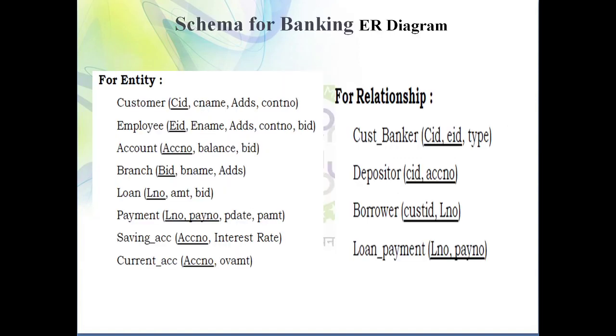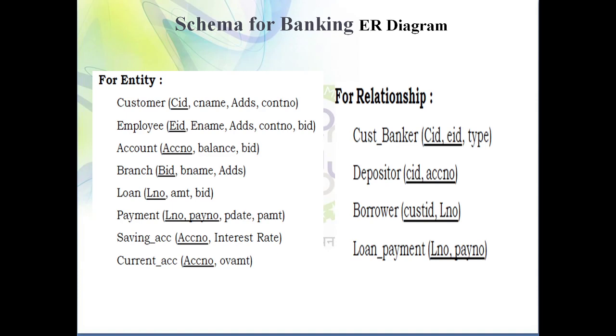Once you draw the ER diagram for a banking system, the next step is to derive the schema, that is, derive the schema for this particular ER diagram. Now what is a schema? Schema represents the overall design of your database, and it consists of two things. What are the two things? One is the table name and the second one is the attribute names.